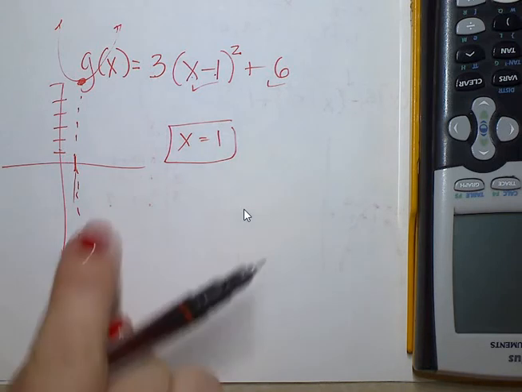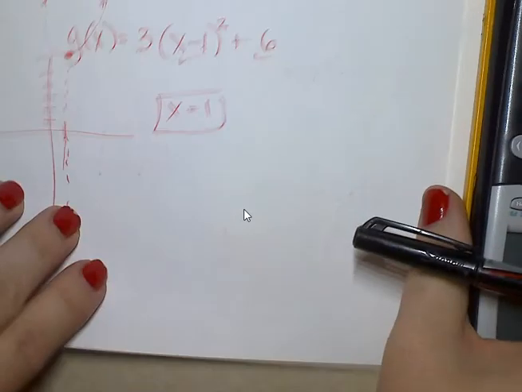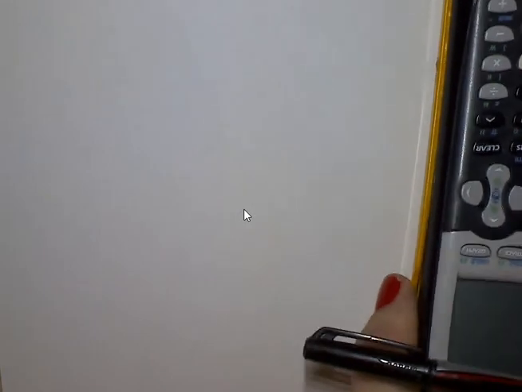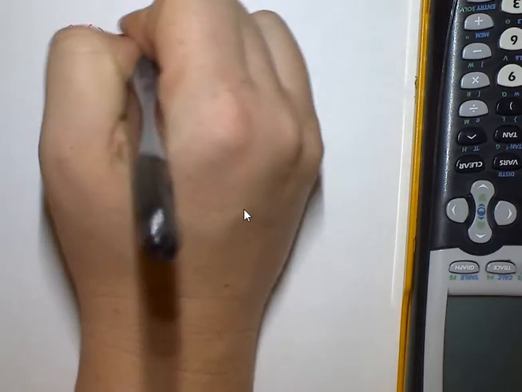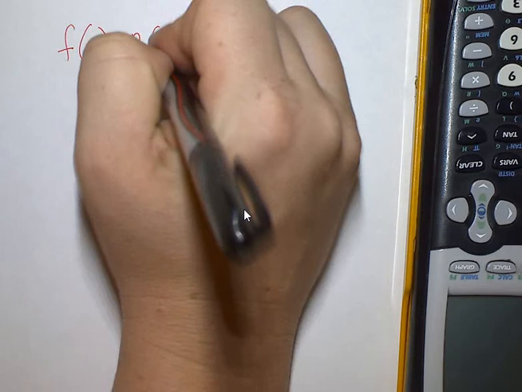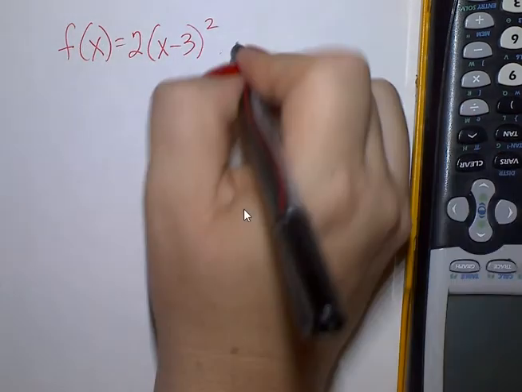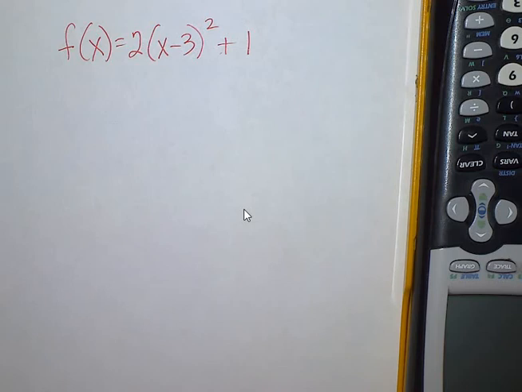Let's do the next problem. Let's make it a little bit harder. F of x equals 2 times the quantity x minus 3 squared plus 1. Please make a rough graph, a very rough graph, and then identify the interval where the function is increasing. You have 45 seconds. Identify the interval where the function is increasing.